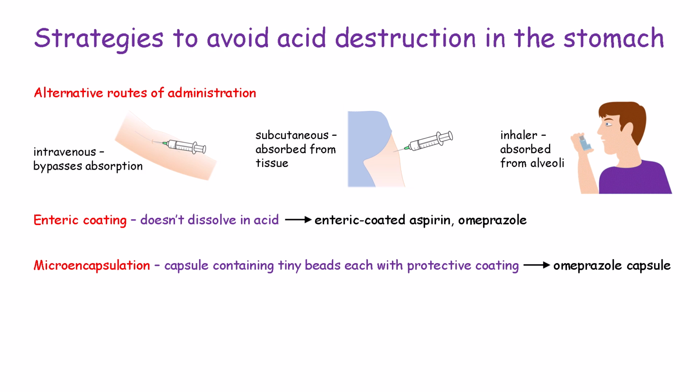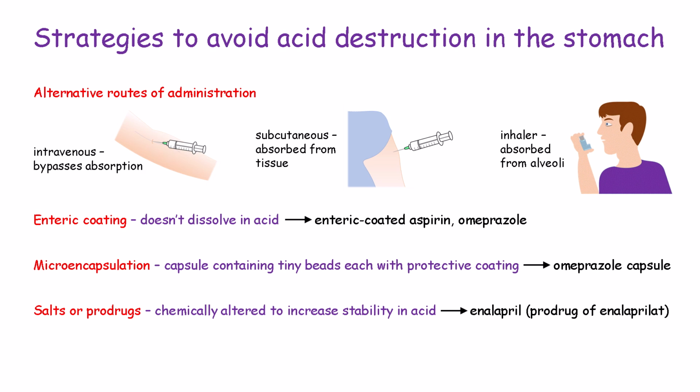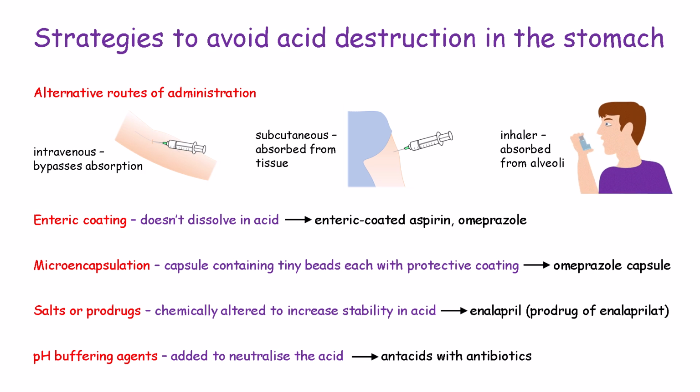Another approach is to chemically modify the drug molecule to improve its stability in the stomach. That could involve making a salt form that retains pharmacological activity, or a prodrug that is acid insensitive but broken down in the body to the active molecule. Enalapril is a prodrug that is converted to the ACE inhibitor enalaprilat in the liver. Although not usually the best solution, agents that buffer pH can be given with a drug to help it survive the stomach. An example is the use of antacids with antibiotics.